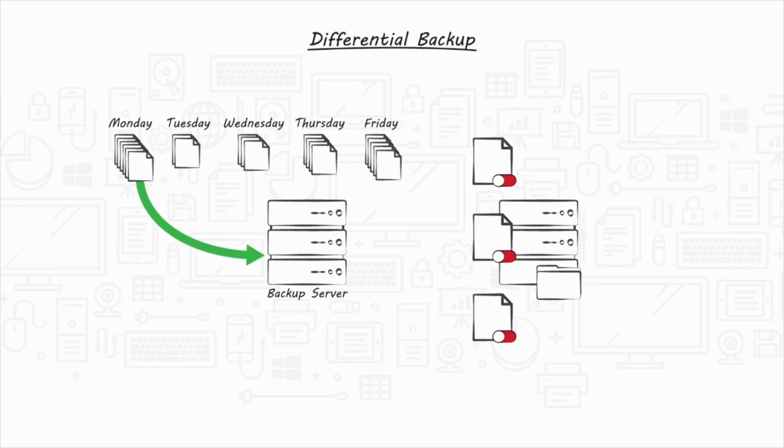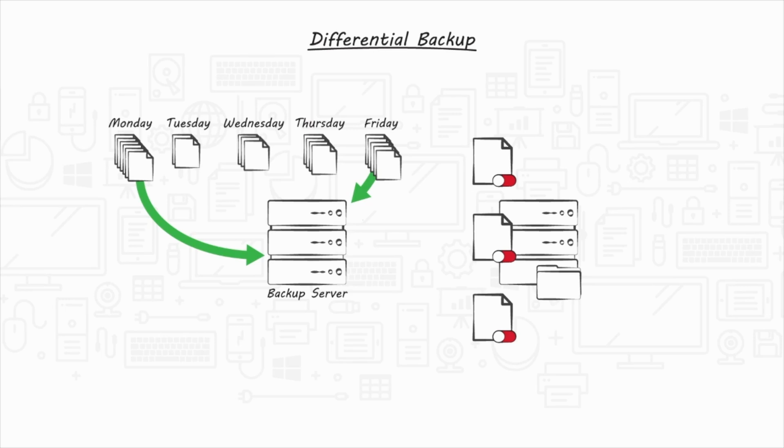Thursday's differential backup includes all the changes made on Monday, Tuesday, and Wednesday. Friday's differential backup includes all the changes made on Monday, Tuesday, Wednesday, and Thursday. As you progress through the backup schedule, each differential backup takes progressively longer because it's backing up more data each time. The first differential backup completes in the same amount of time as an incremental would because we're only backing up 1 day's worth of data. However, each subsequent differential takes longer.